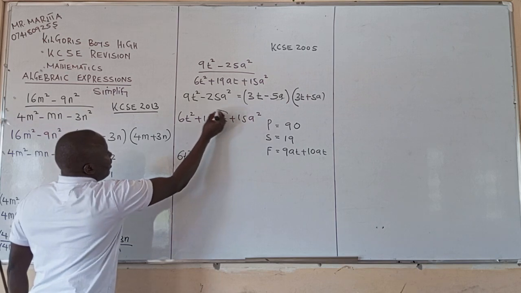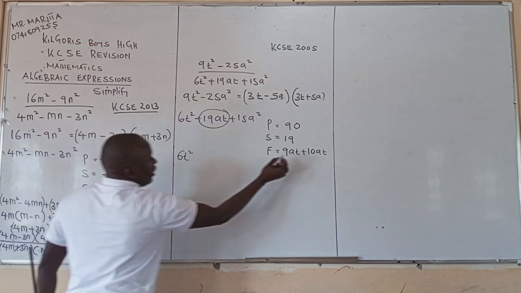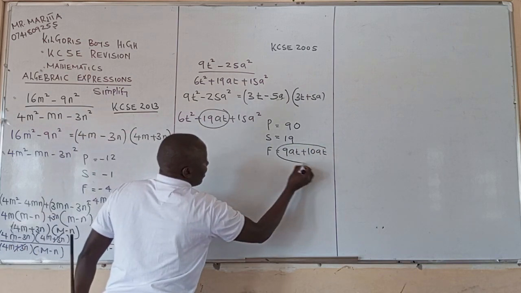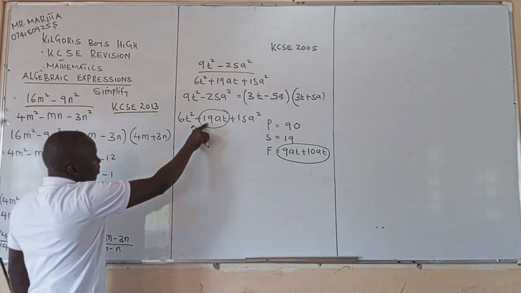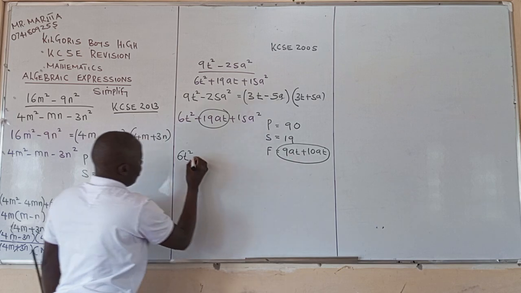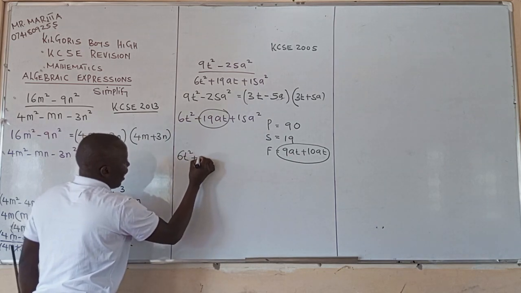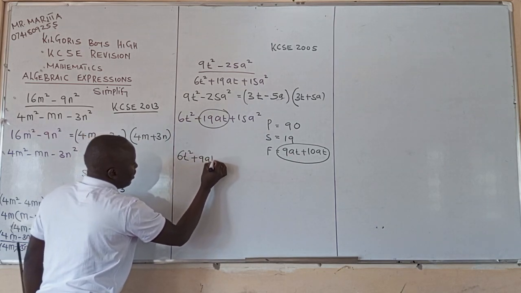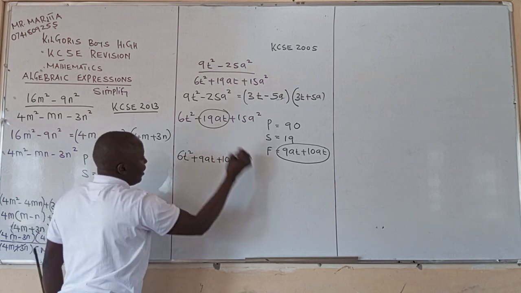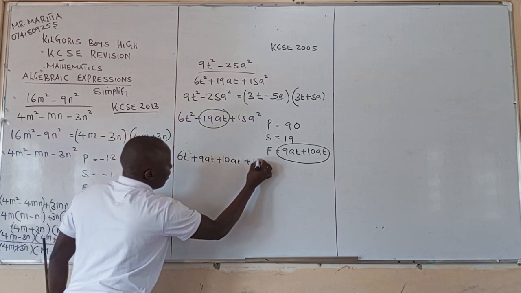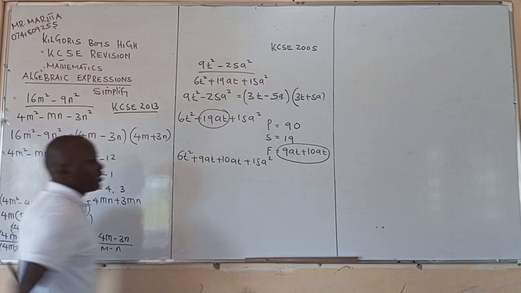Now, instead of writing 19at, you replace it by a sum of 9at plus 10at. So in this case, you replace this one by this. So we have plus 9at plus 10at, and then finally plus 15a squared.